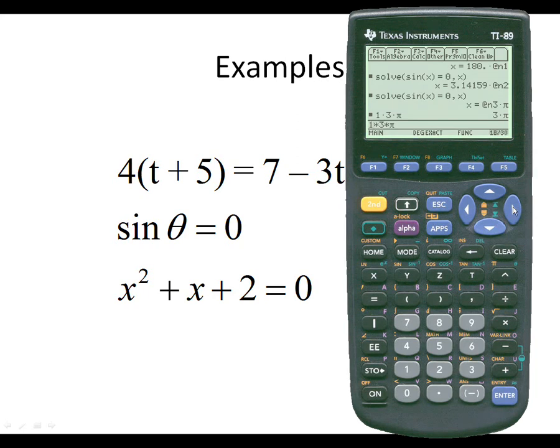Also, another solution would be 2 times 3 times pi. And the next solution would be 3 times 3 times pi. So basically what this is saying is that n means integer, every integer, starting with 1 and going to 2 all the way to infinity. So that's how you get your answers. So don't be intimidated by that.